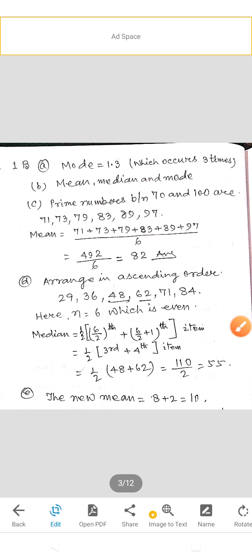Question E. The mean of 16 numbers is 8. If 2 is added to every number, find the new mean.